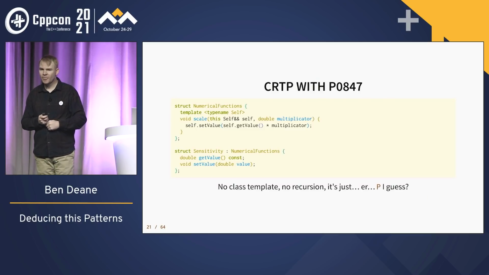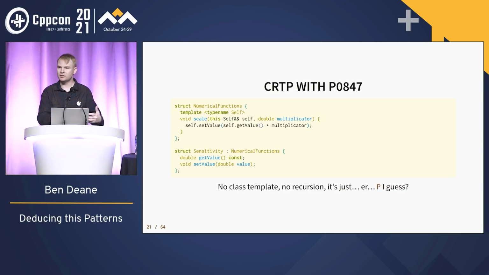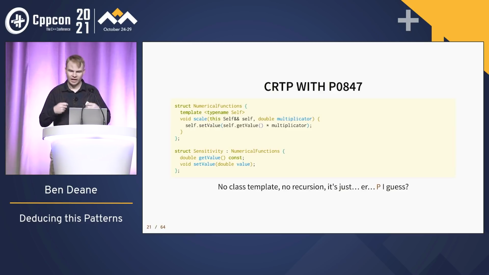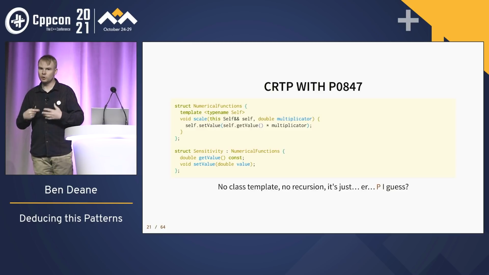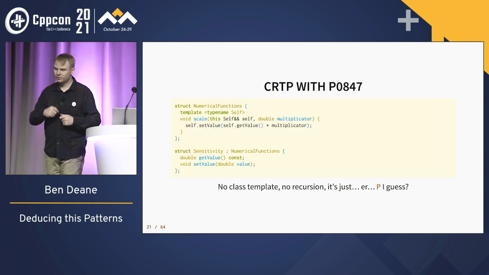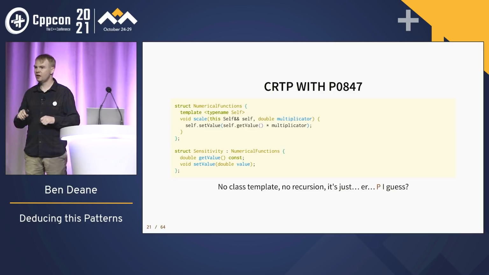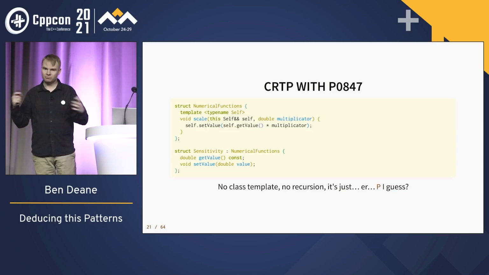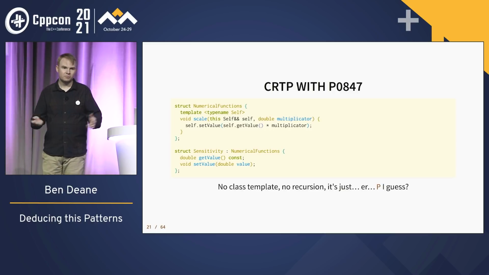With P0847, CRTP really just almost completely goes away because you can just write the function template in the base class and it will deduce the static type of the derived class. And it will just work. Just like any other function template, you call, in this case, a member function on the self, which has been deduced. Notice neither of these classes are templates. And derivation is just normal class derivation. So no class templates, no recursion, just a plain pattern.